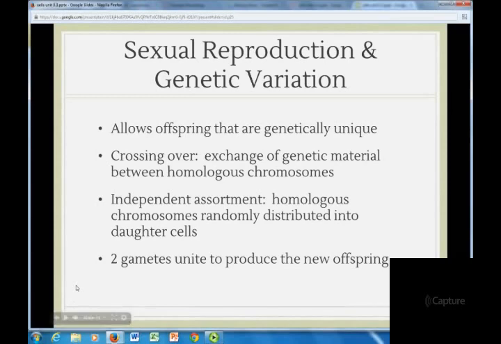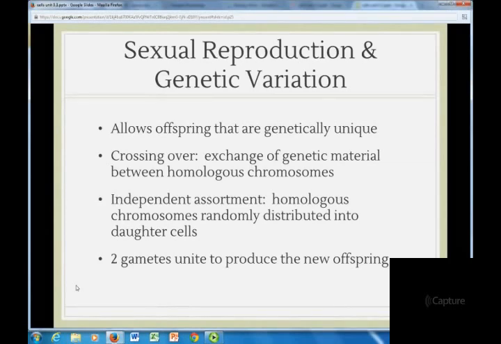One of the advantages of sexual reproduction is the genetic variation that it allows. It allows you to form offspring that are genetically unique, so it's going to introduce more varieties of genes into the population. Some ways that this can happen: you can have crossing over, which is going to be exchange of the genetic material between homologous chromosomes. So when you have two homologous chromosomes, if they want to, they can exchange a couple of the genes on that chromosome with its homologous pair.